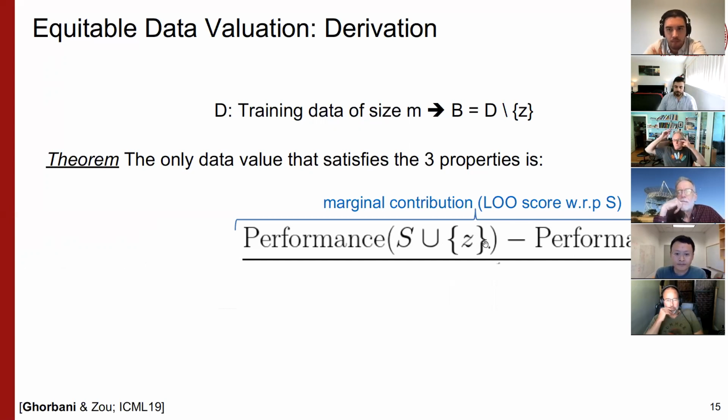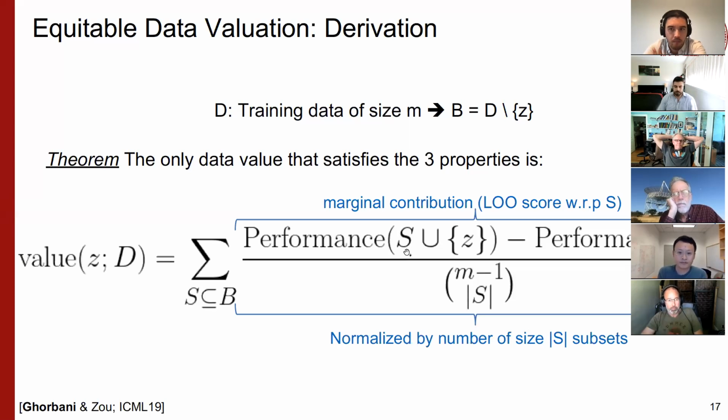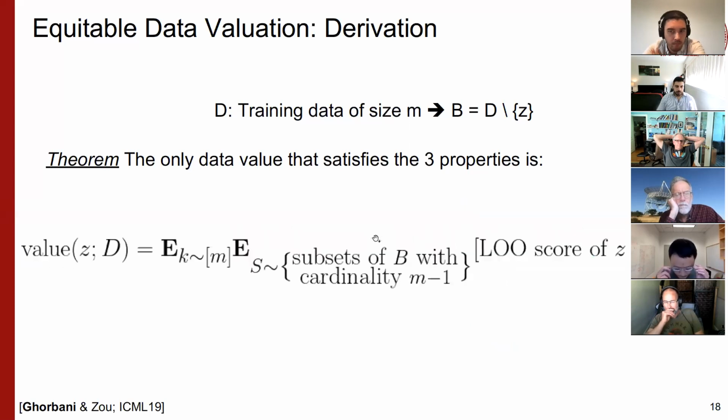with respect to S. We normalize this score by the number of subsets that have the same cardinality, so the number of subsets of B that have an equal number of members as S. And then we sum these normalized marginal contributions for all of the subsets of B. In other words, it shows, on a weighted average, how much data point Z contributes to a random subset.